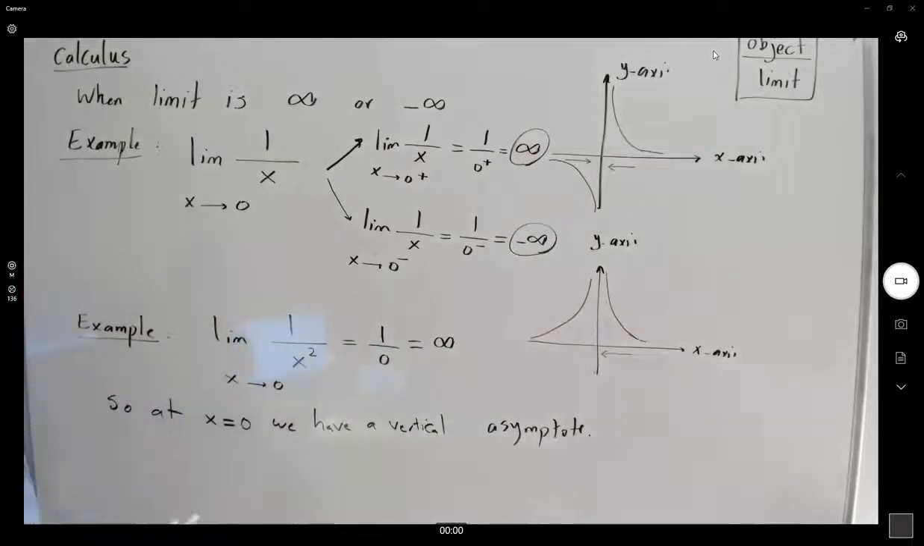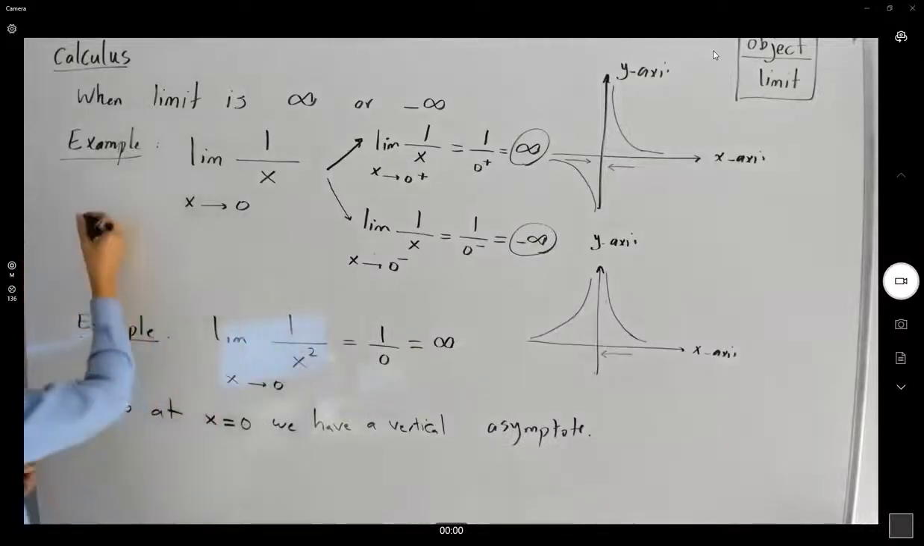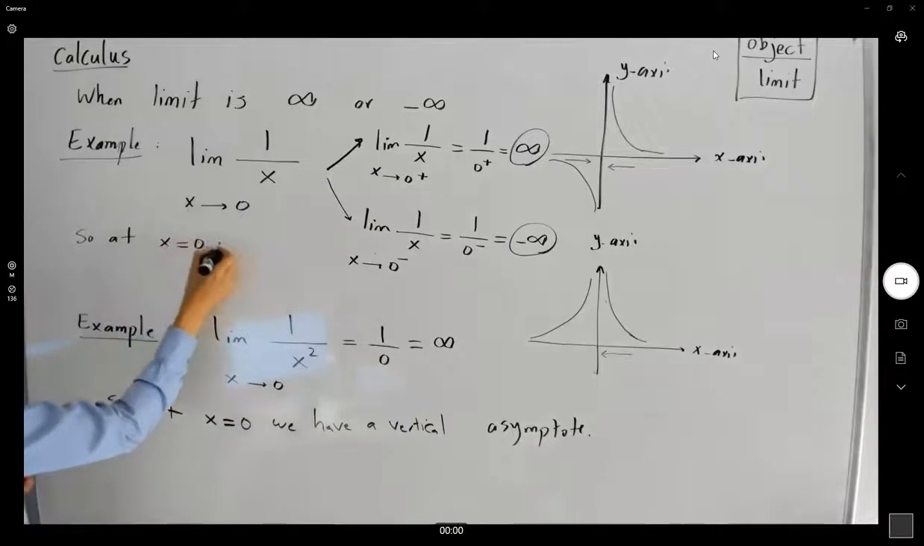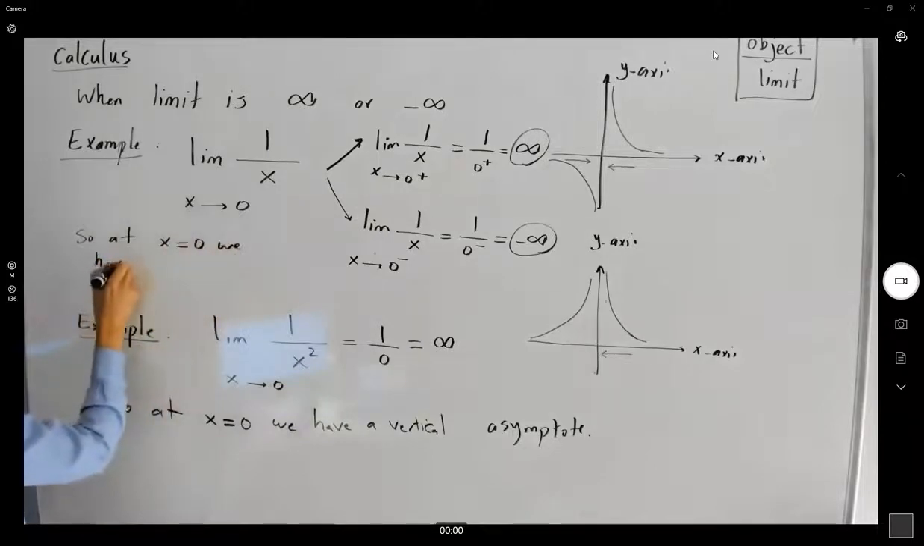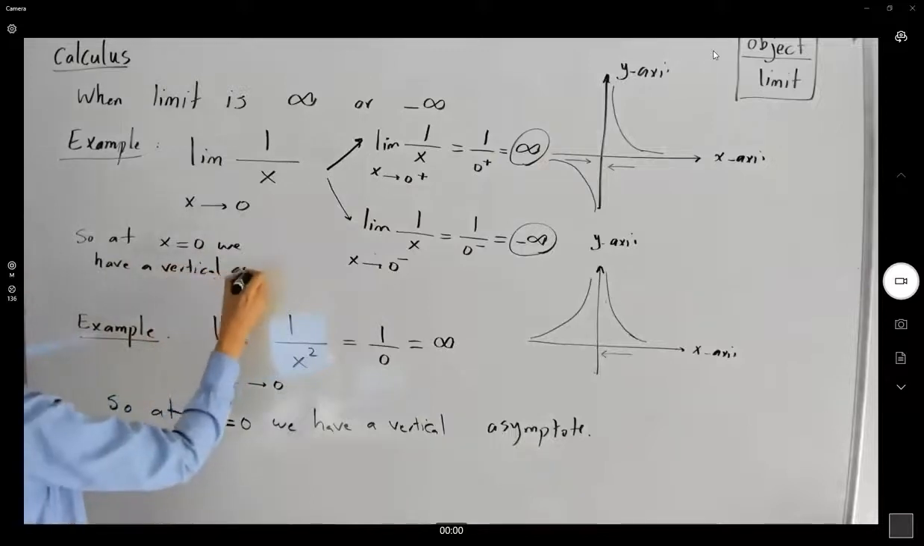Again, since the limit is infinity, we're going to have a vertical asymptote. So at x equal to 0, we have a vertical asymptote.